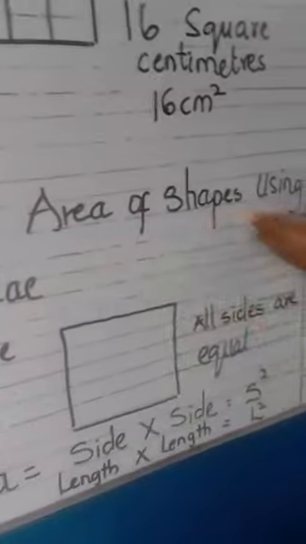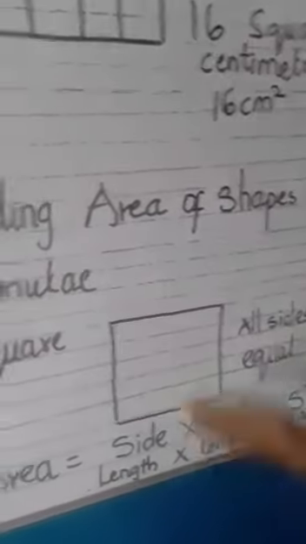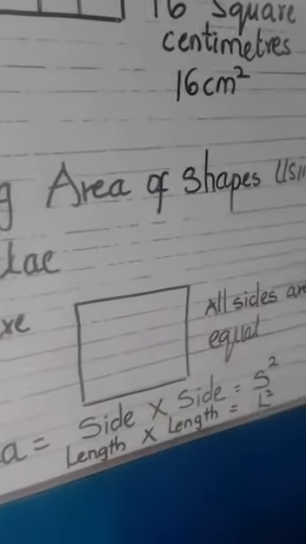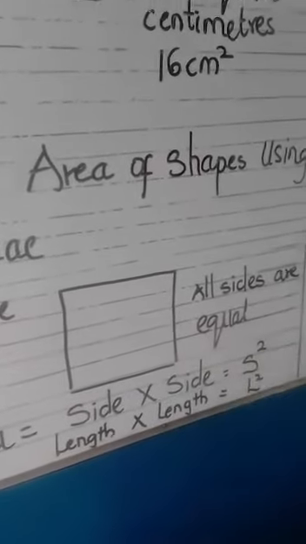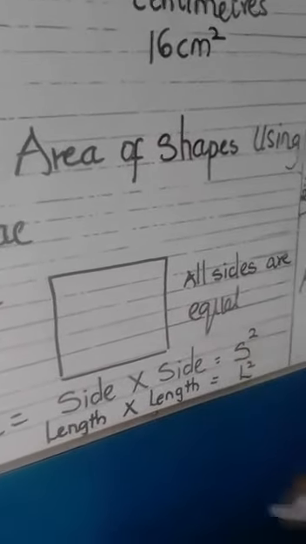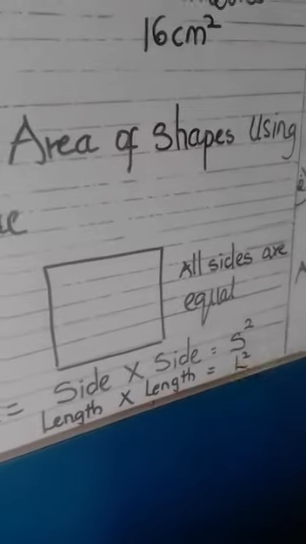Now let's look at finding area of shapes using a formula. This is a square. All the sides are equal. So area is equal to side times side, which is S squared, or length times length, which is L squared. Okay?